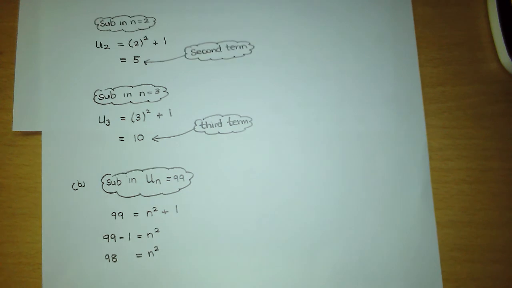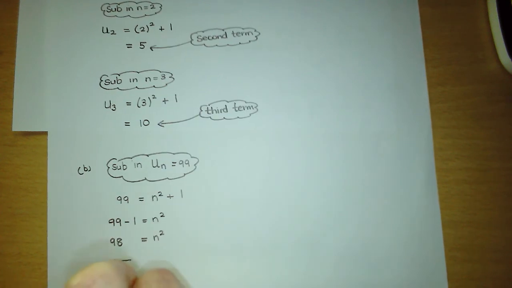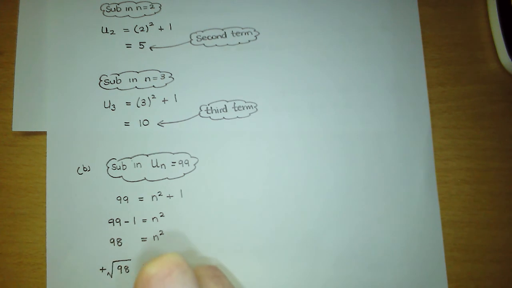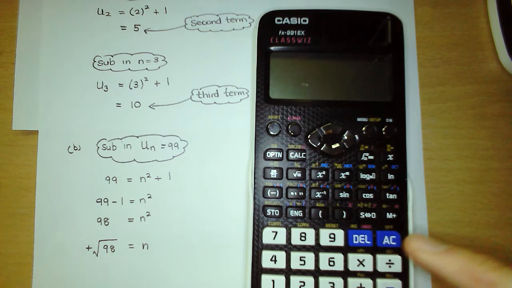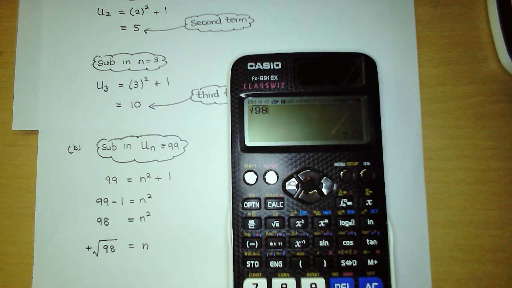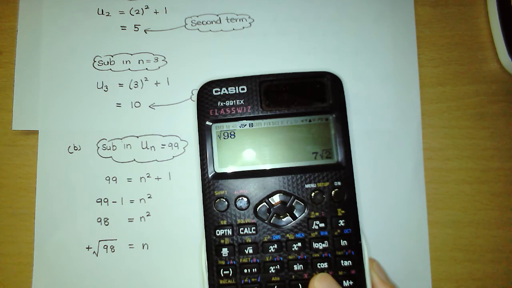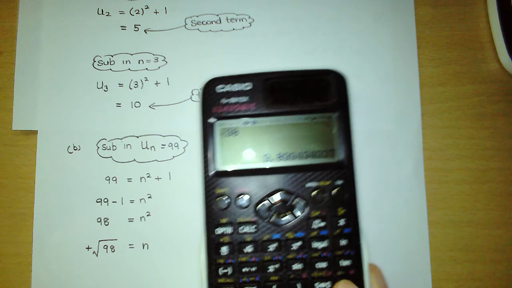Now, we want to work out the corresponding term number here. So to get rid of a power of 2 in maths, you take plus or minus the square root of the other side. But term numbers can only ever be positive, so we're only going to take the positive square root of the other side. So we're going to take the positive square root of 98, and that's just going to give us n. Now, if you go to your calculator and you type in the square root of 98, what you're going to discover, if we hit our SD button, you're not going to get a whole number. You're going to get n equals 9.899.